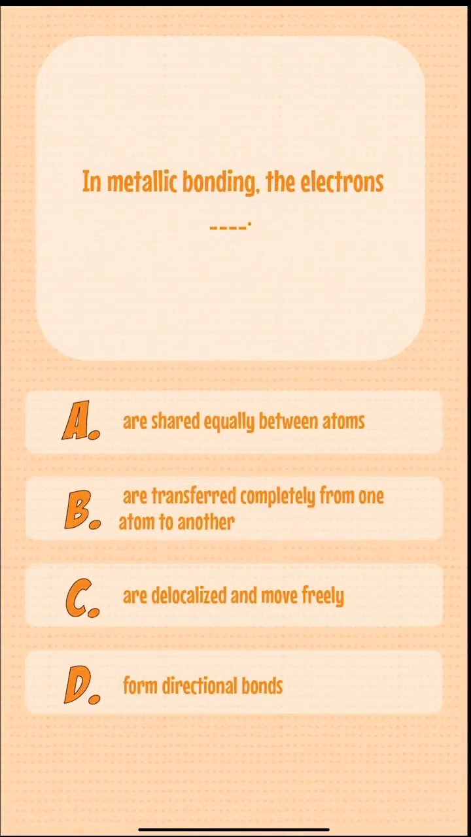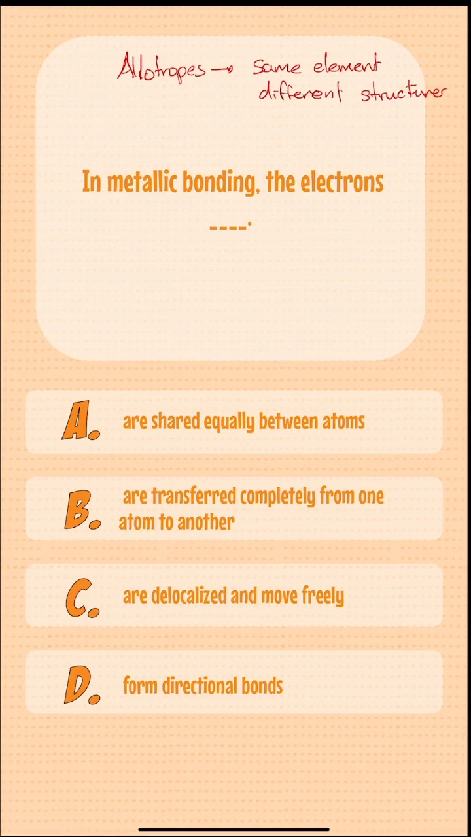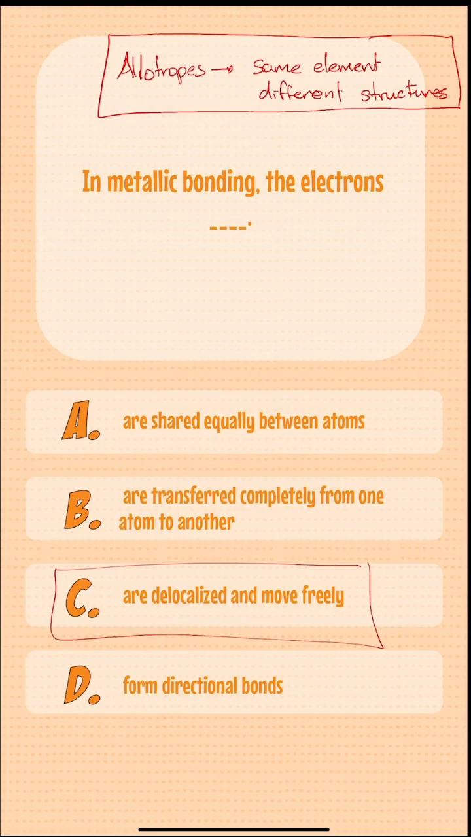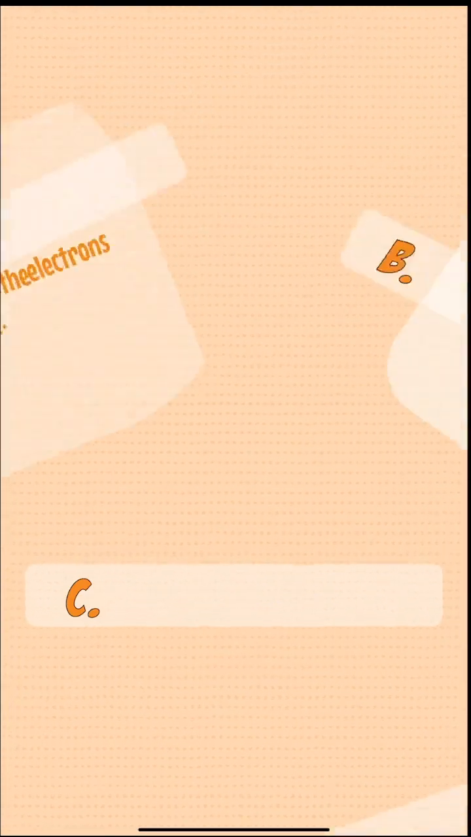In metallic bonding, the electrons. What can we say about the electrons in metallic bonding? A, B, C, or D? What are allotropes again? While you guys vote, I'll tell you allotropes are the same element, different structures. So all of those allotropes are carbon. They're made up of carbon atoms, but they just have different shapes and structures. Yep, delocalized. We've written that in our notes already, so that's fine.